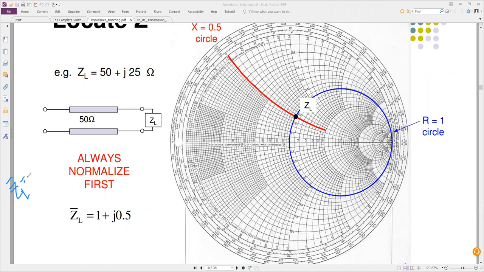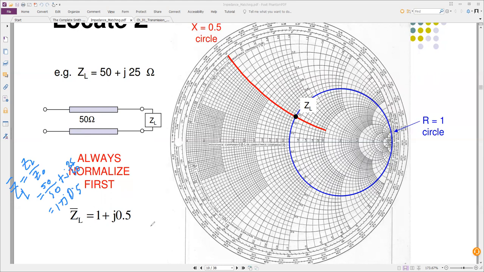Normalized value. To find the normalized value, what will we do? We will divide ZL by Z0. Then what will happen? 50 divided by 50 plus j25 divided by 50. Then what do you get? 1 plus j0.5. Okay, so that is your normalized load impedance.